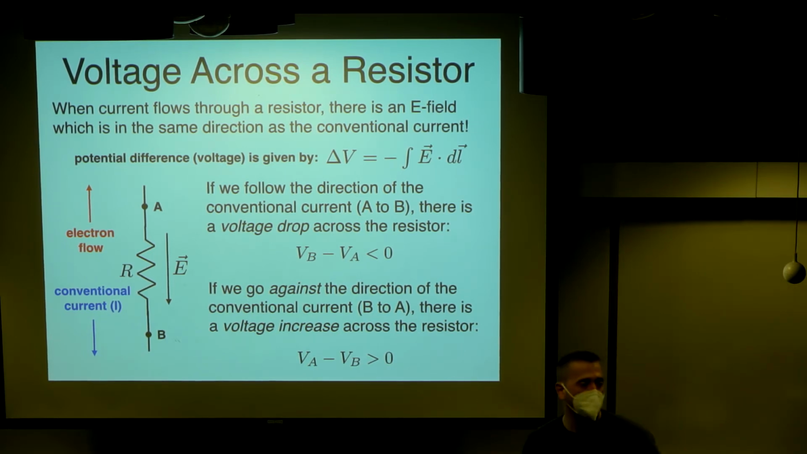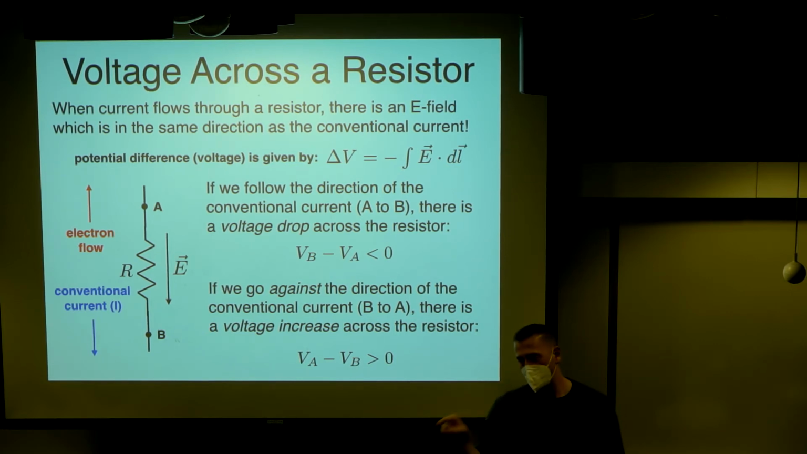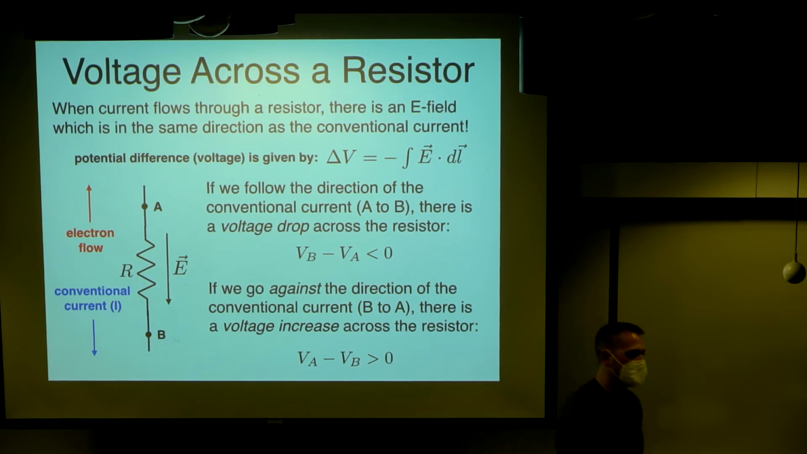So what you need to remember here is if you're going across a resistor, if you're going with the current, then there's a voltage drop. If you go against the current, there's a voltage increase. Does that make sense?